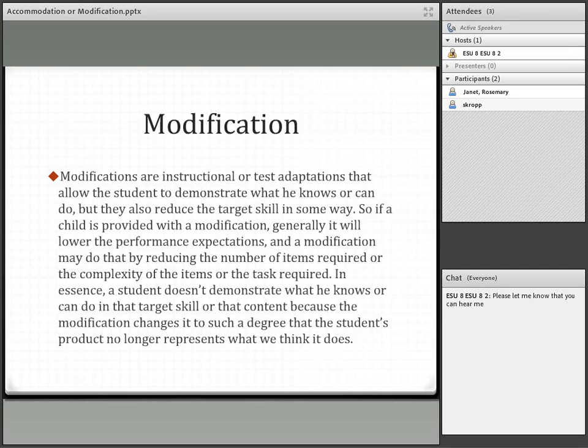And a modification may do that by reducing the number of items required or the complexity of the items or the task that we are teaching or that we're requiring. So in essence, the student doesn't demonstrate what he or she knows or can do in that target skill or that content because the modification changes it to such a degree that the student's product no longer represents what we think it does. So we have to be really careful with modifications and be real clear with modifications with parents because modifications do change the target skill.